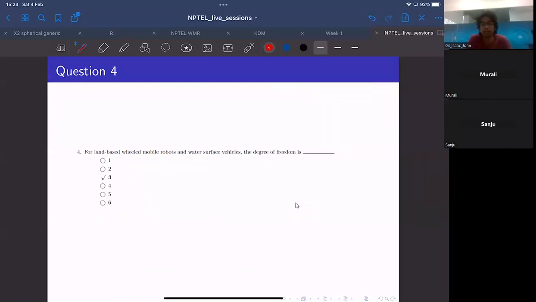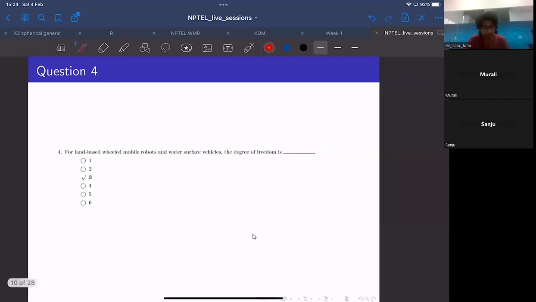In case of an aerial vehicle, you would require 3 position coordinates to locate the frame that is attached to the body. And you would also require 3 orientation variables to specify its orientation in space. So the answer is indeed 6 for an aerial vehicle. All right. So I take it that it is clear for all the participants. Moving on to the next question.